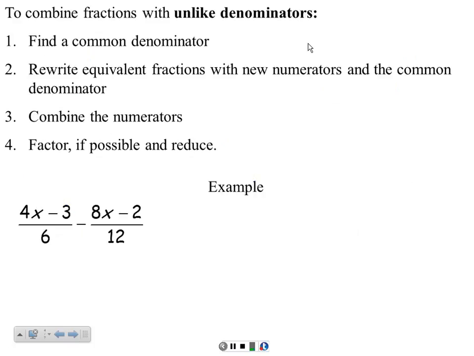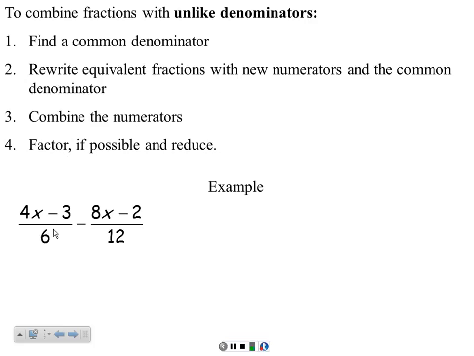So what if you don't have a common denominator? Well, the first thing you're going to do is find a common denominator, and then once you have a common denominator, you're going to rewrite the equivalent fraction, and then you're going to go back to combining the numerators and then factor and reduce. So the first thing we need to do is find a common denominator.